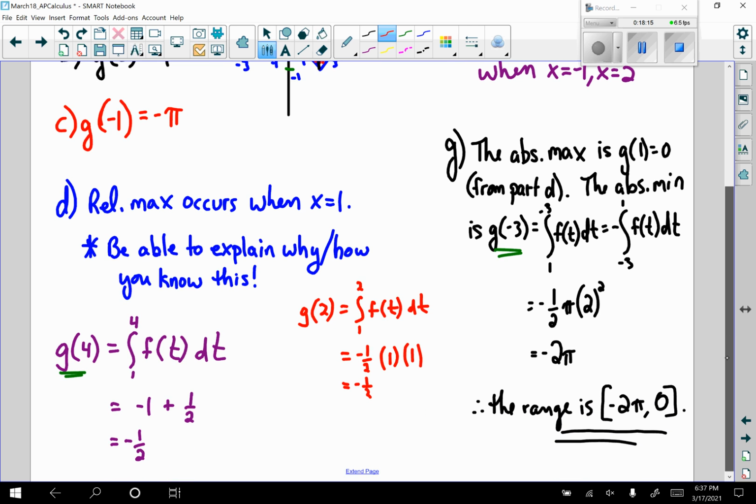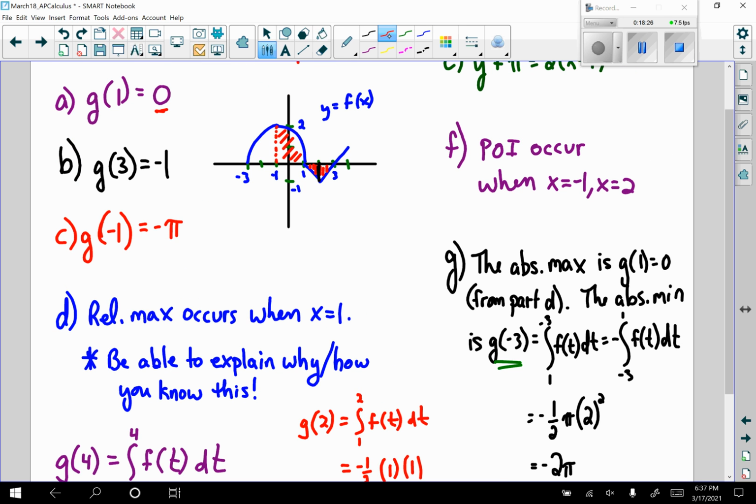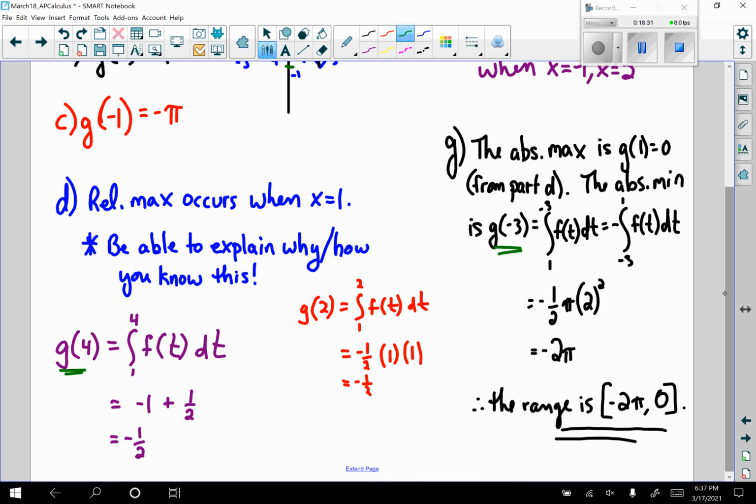So g of 4 is the integral from 1 to 4. What I did was I took the integral from 1 to 3, which was g of 3, and that was -1. And then I added it with this other little area, which would be right here, and that would be another 1/2. But -1 plus 1/2 is -1/2. So it looks like our values go as low as -2 pi up to 0, and that is the range of g.